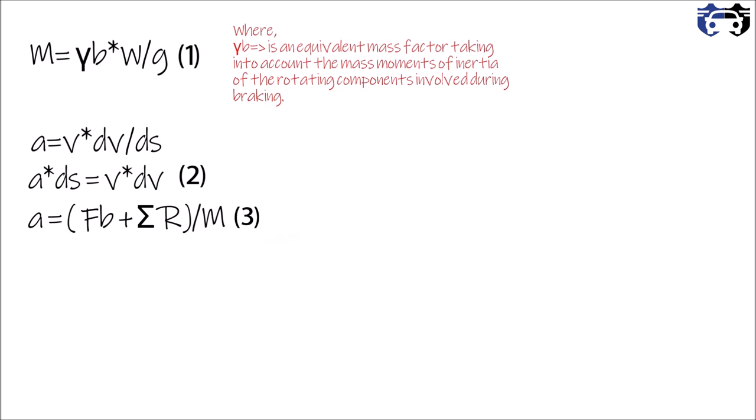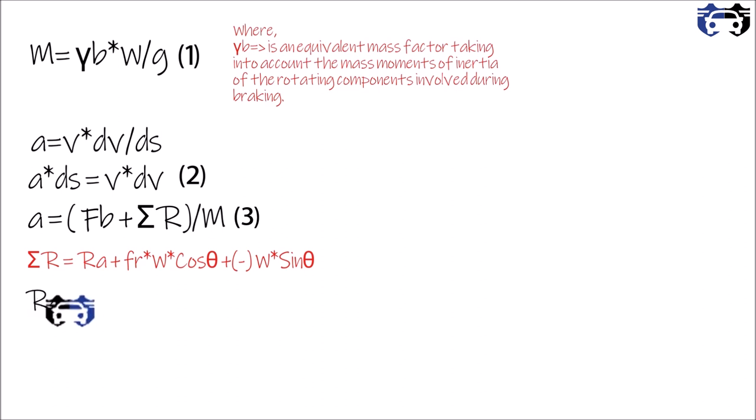Now, sigma R is basically the sum of all the supporting forces for the braking. So, sigma R equals Ra plus Fr into W into cos theta plus or minus W sin theta. Plus is taken when we are going uphill and minus is taken when we are going downhill. Here, Ra is the aerodynamic force, Fr into W into cos theta is the rolling resistance and W sin theta is due to weight.